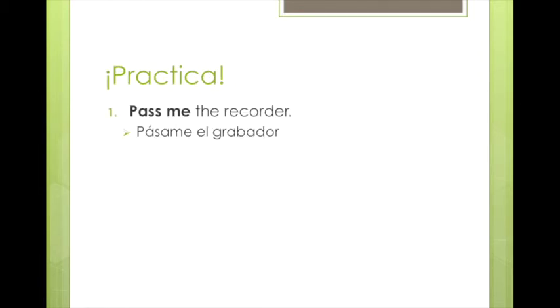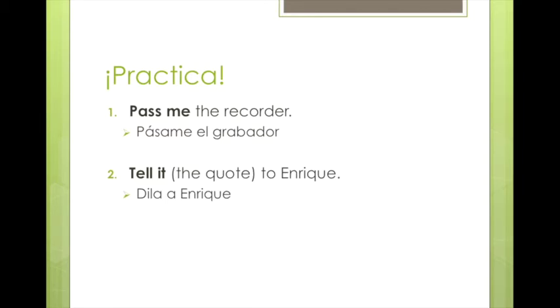So, for example, pass me the recorder. Pásame el grabador. Pass me the recorder. 3 vowels back on the A in pásame. Tell it, meaning from la cita, dila a Enrique. Dila a Enrique. Tell it to Enrique. Notice, there's not 3 syllables in the word dila, there's only 2, so no accent is necessary. Don't get up. No te levantes, just like the example we saw before. Negative command, so we put the reflexive pronoun before the negative command. We have a flipped tú-form ending from levantes.